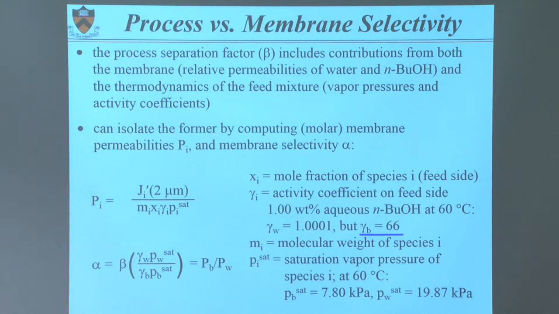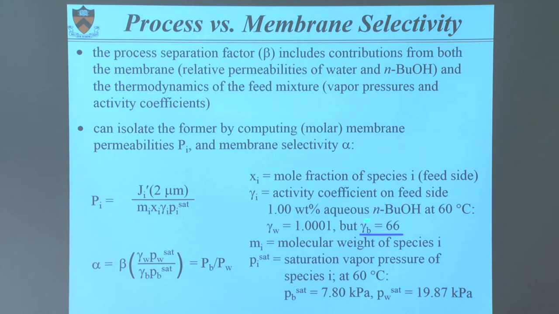Now, up until now, I've been showing you this process separation factor. Those in the audience who are experts in this will recognize that it contains contributions both from the membrane and from the solution thermodynamics, things like the relative vapor pressures of butanol and water and the activity coefficients and stuff that will change the driving force for one or the other to go through the membrane. So if we want to get some information on just the membrane performance, we take this beta and we multiply by this ratio of activity coefficients and vapor pressures to get a membrane selectivity, alpha, which is the ratio of the permeabilities of butanol to water. And in this, only when I started digging into this did I realize how severely not ideal these solutions are in a thermodynamic sense.